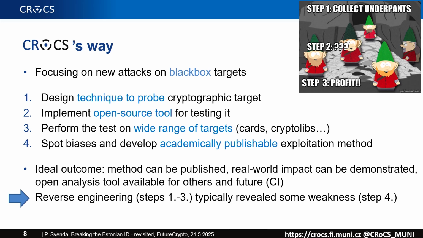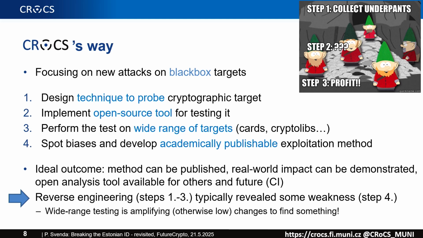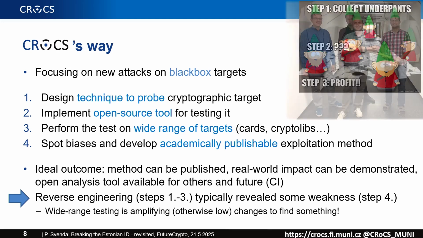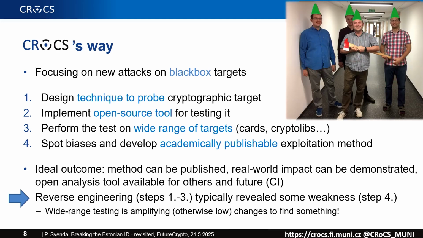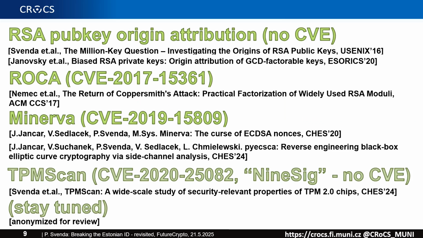Also, step 3 is important, because that's the step that increases our chances to spot something interesting. Because if we are just analyzing one card, chances are very low. It's not that the card is without bugs, but we will likely miss it. But because we are doing 30 targets, likely we will hit something. So it works for us. And it worked with ROCA and with other subsequent vulnerabilities as well.